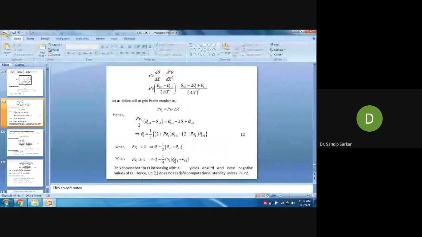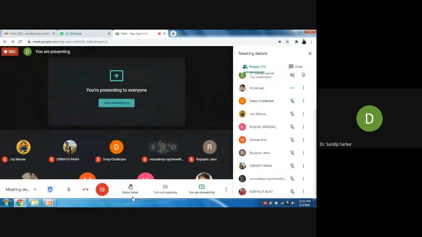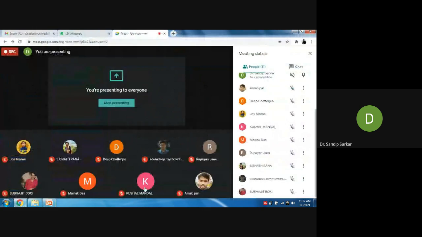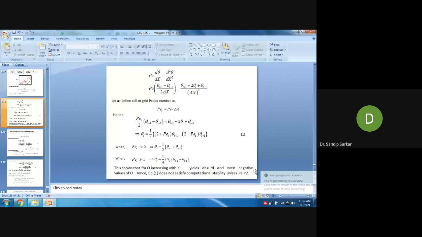So if the Peclet number is very, very greater than 1, what will happen? As correctly pointed out by Deep, you are absolutely right. Theta I plus 1 is more, because this is the next grid point value and that is the previous grid point value, so theta I will be negative. But in reality, negative temperature is not possible, right?